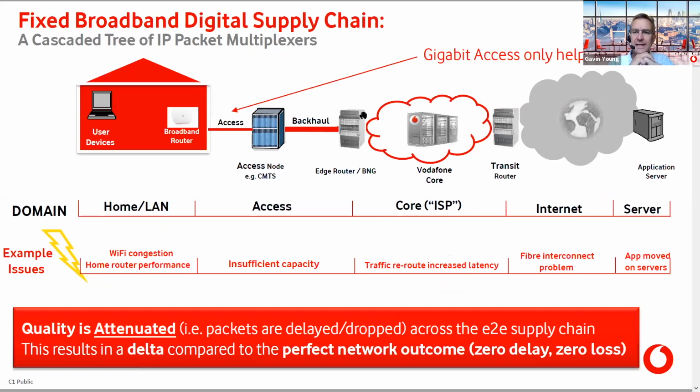Okay, so let's take a look now at the end-to-end digital supply chain in a broadband connection. So on the left at the top there, we have end user devices in your home, PCs, laptops, mobile phones connected via Wi-Fi. They connect to your broadband router, which goes over the access network to backhaul and transport and core networks, and ultimately, typically to some kind of application or content server on the internet. And if you just focus on the broadband access speed, that's only really affecting that access link there, and not necessarily all the other elements in the chain.